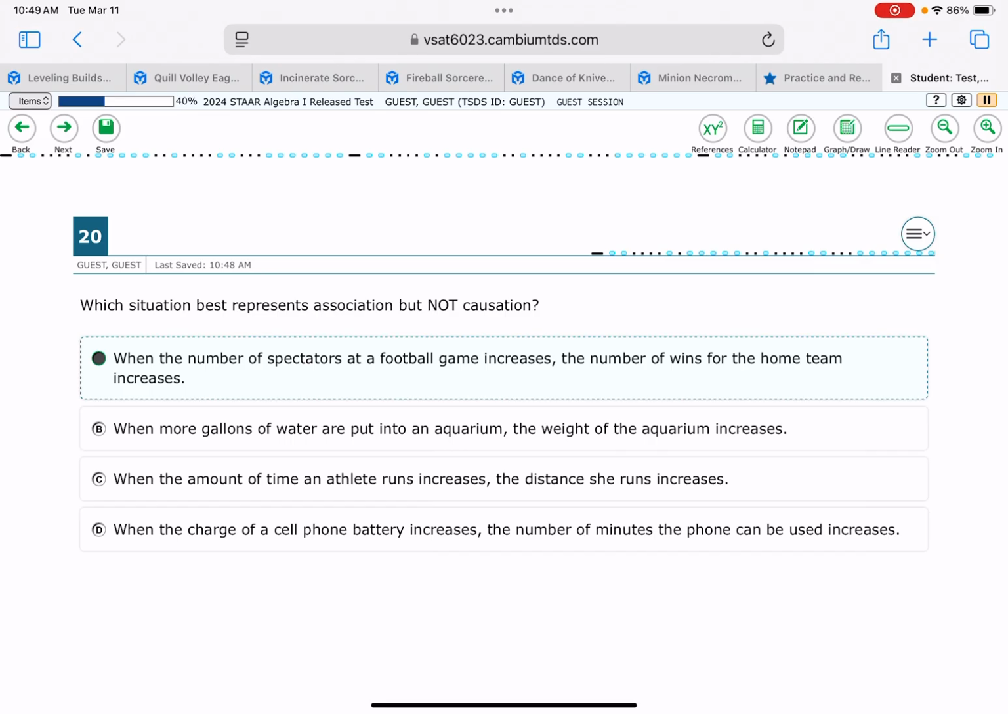For example, B, the more gallons of water you put in an aquarium, the weight of the aquarium is going to definitely increase. It's a direct cause. The amount of time an athlete runs increases, the distance she runs increases. When the charge of a cell phone battery increases, the number of minutes the phone can be used increases.